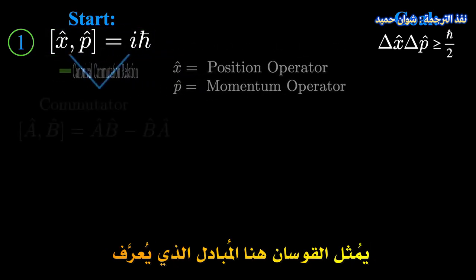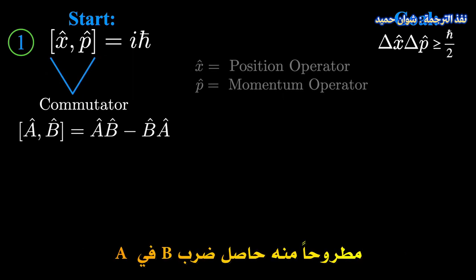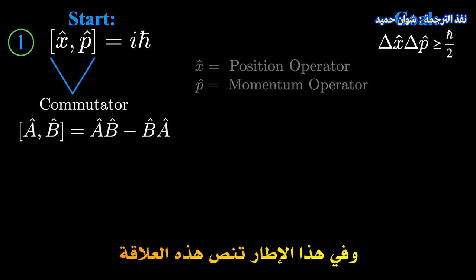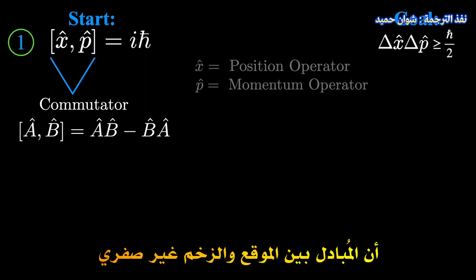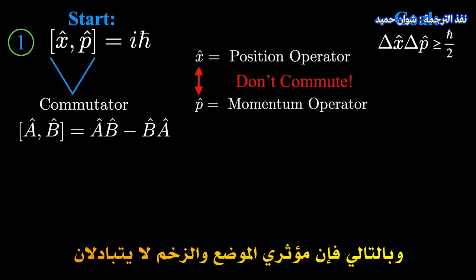The brackets here stand for the commutator, which is defined as equaling AB minus BA for any two operators A and B. So this relation tells us that the commutator of position and momentum is non-zero, and therefore the position and momentum operators do not commute.